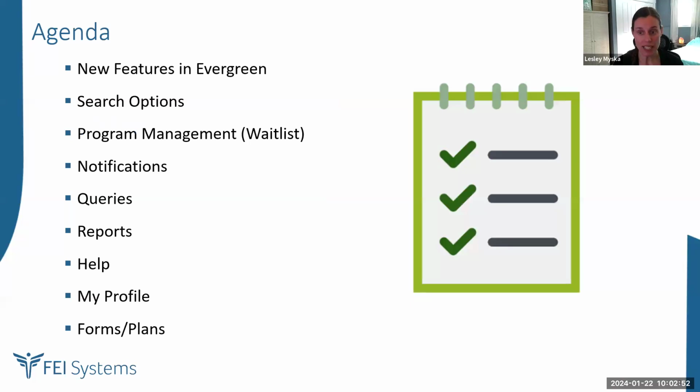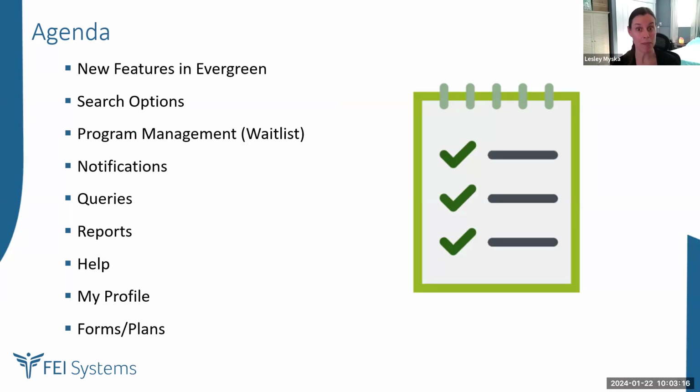So during today's training session, we're going to cover a few topics: new features in Evergreen, how to use search and what search options are available to you in this role, how to view program management, which is waitlist, and folks that are on the wait list, what notifications are and how you can access those, what queries are and how you can access those.